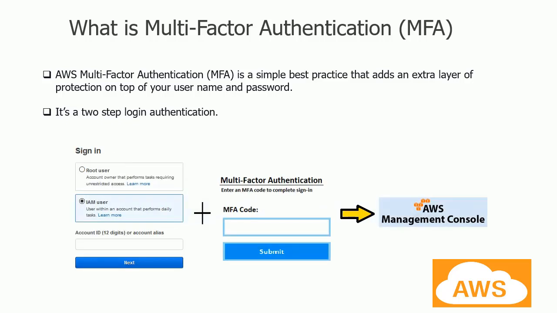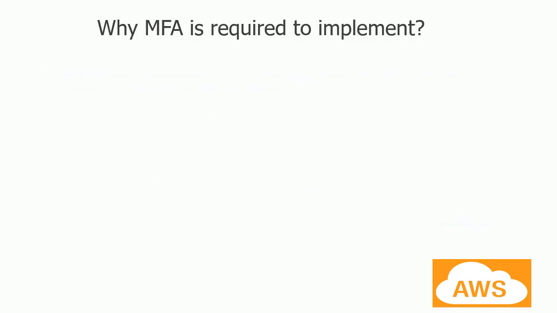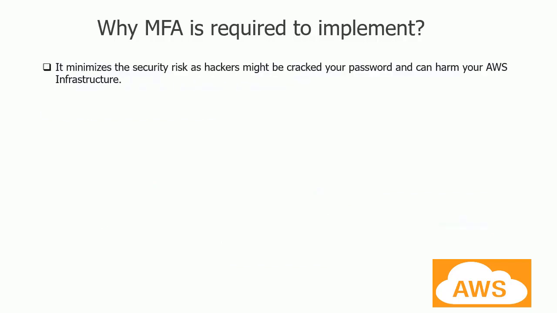You can see in this diagram, in the first step the user needs to provide their login credential, and also they have to provide one authentication code from their MFA device. Then only they would be able to get into your AWS management console. Why is MFA required to implement? It minimizes the security risk, as hackers might crack your password and can harm your AWS infrastructure.